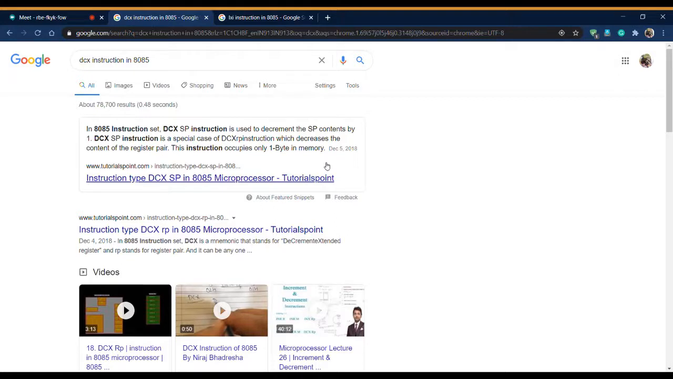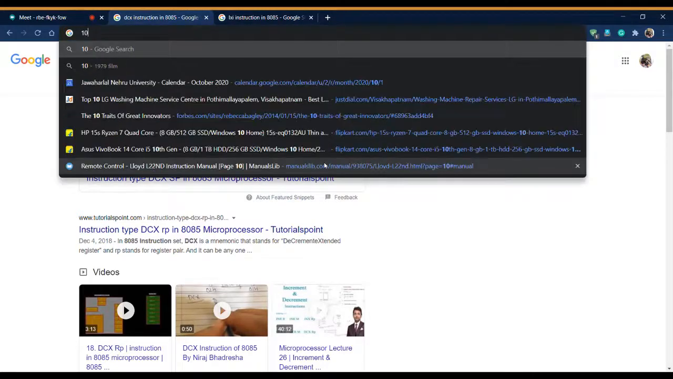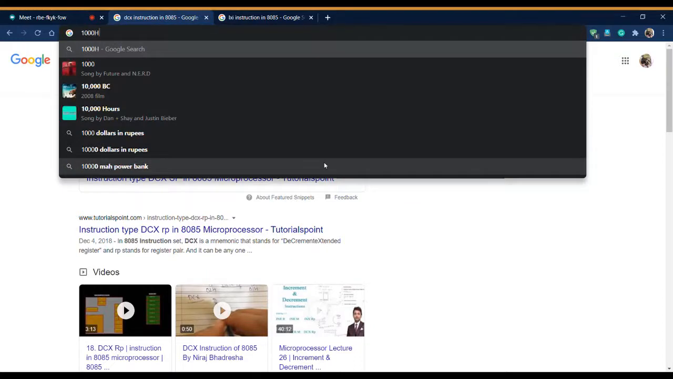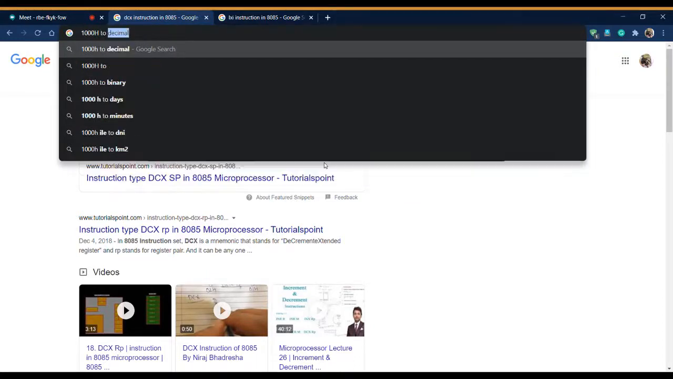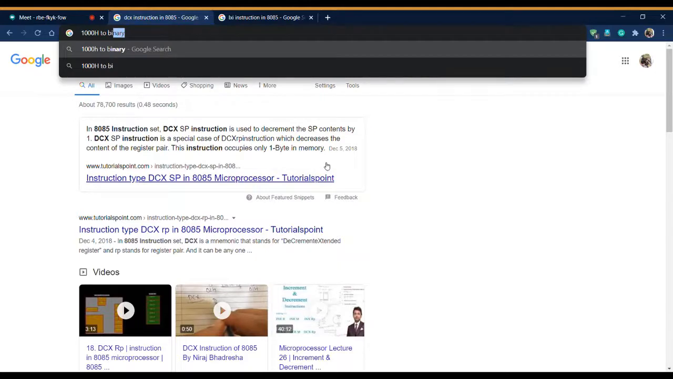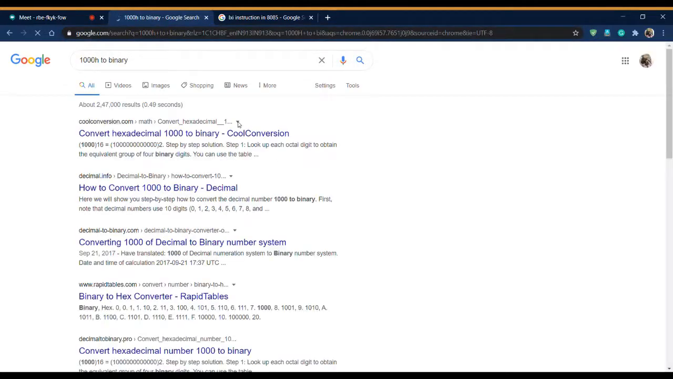Tell me, what are you saying? I am not able to understand. When the very first statement is executed, what is the value in B and what is the value in C? Sir, 10 in B and 00 in C. So 10 in hexadecimal means 16 in decimal.